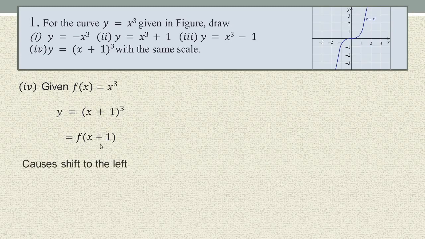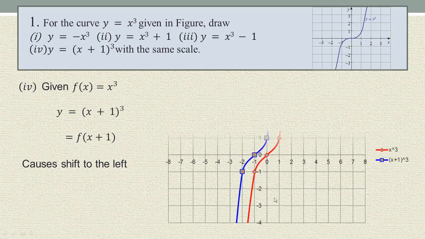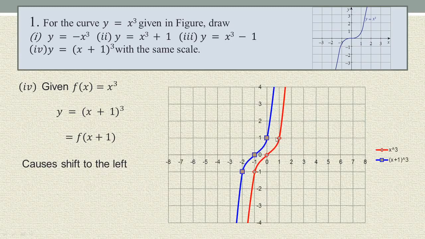So inside the function means it causes shift to the left. Red is the base f of x, and the shift will be towards the left side. So if it is 1, it is 0. If it is 0, it is minus 1. If it is minus 1, it is minus 2. So in this way you can draw the diagram using transformation.